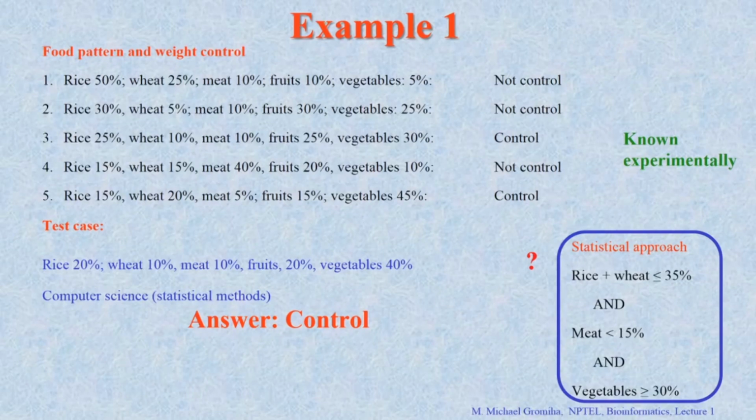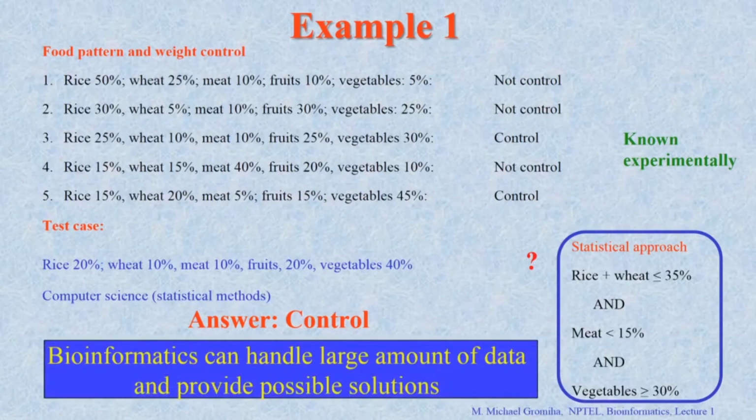You can properly study the initial data set, that is the experimental data set, and from this experimental data set you can derive some equations, some conditions where this will fit, and apply these conditions to the new set of data, and then you can see whether that is controlled or not. So, likewise bioinformatics can handle large amounts of data and provide possible solutions. Okay, now I will explain a little bit more about the virtual screening of the compounds.